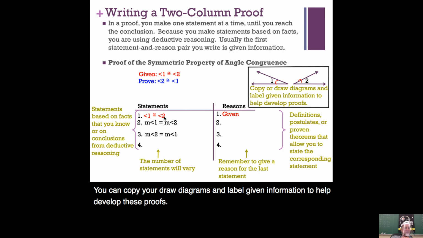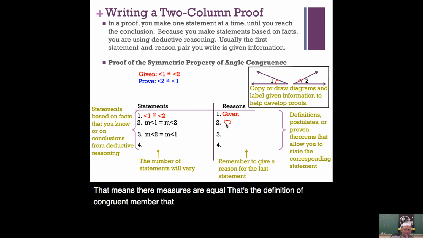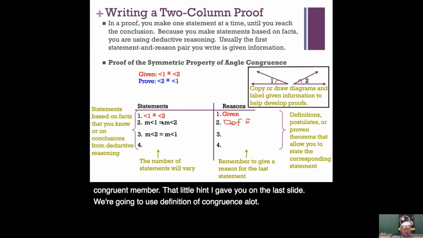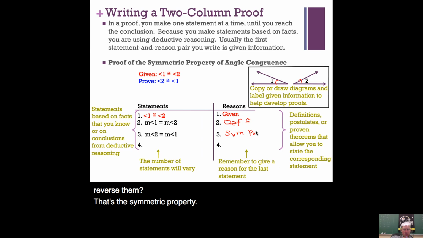If 2 angles are congruent, that means their measures are equal. That's the definition of congruent. Remember that little hint I gave you on the last slide. We're going to use definition of congruence a lot. Now, if these 2 measures are equal, aren't they equal if you reverse them? That's the symmetric property of equality.